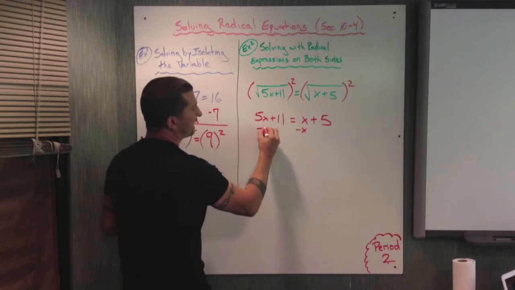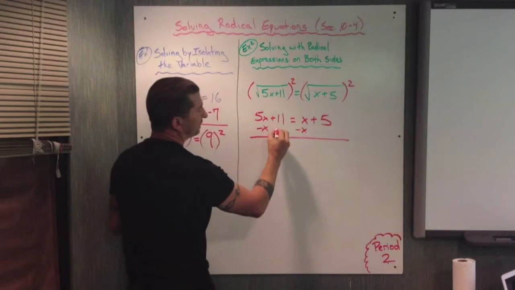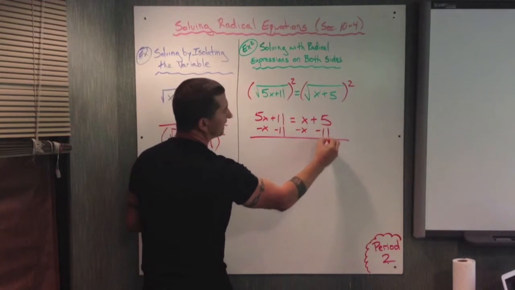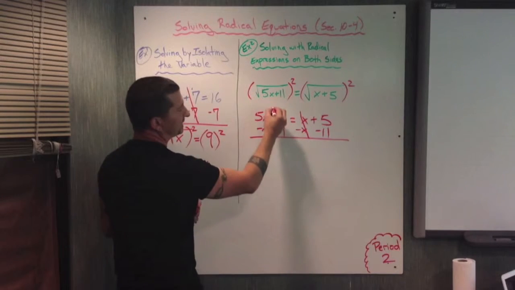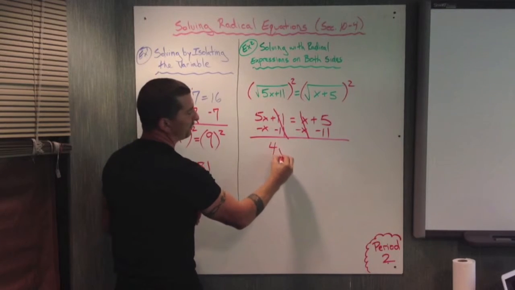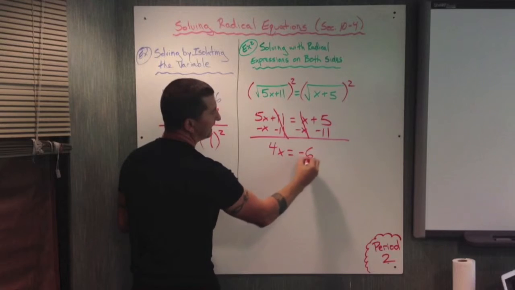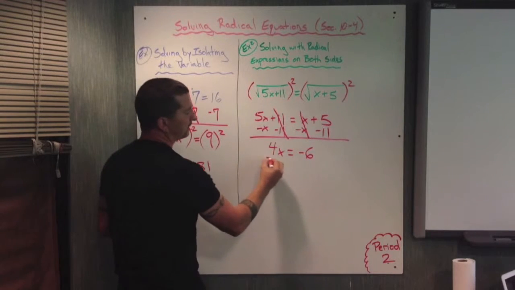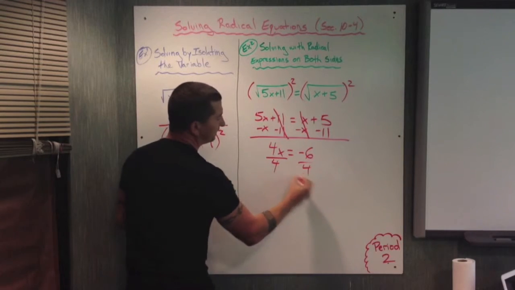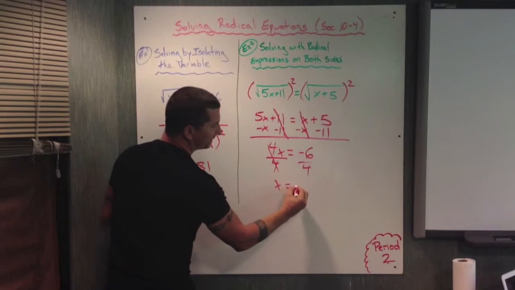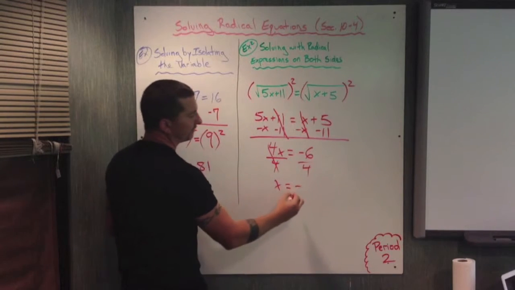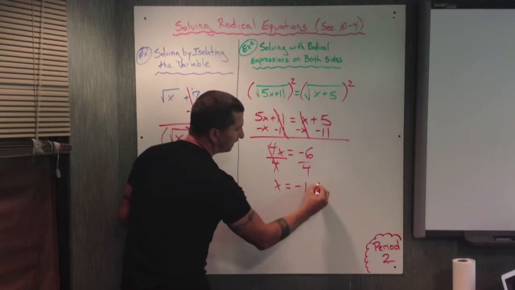So we're going to subtract x from both sides. We're going to subtract 11 from both sides. These will cancel, and we have 4x equals -6. Divide by our coefficient, and x equals -6/4, or -1.5.